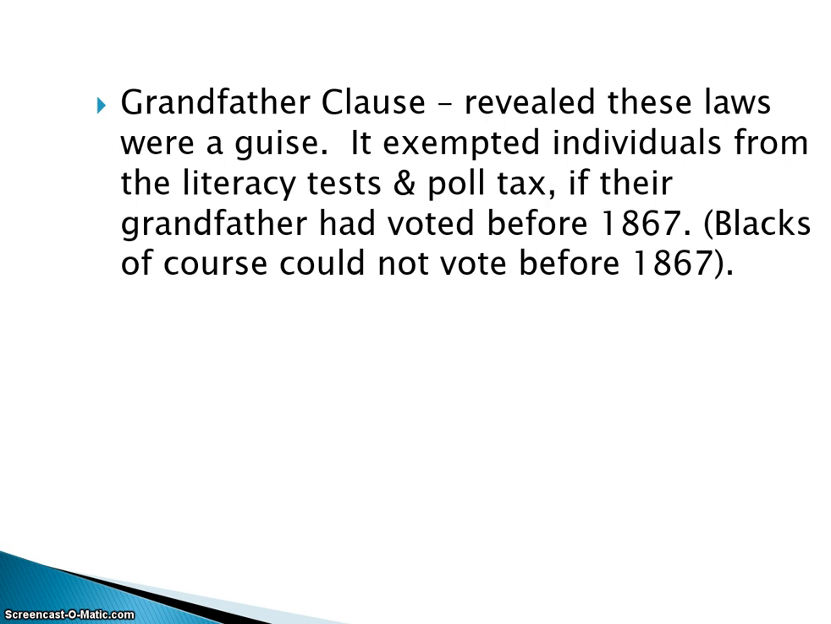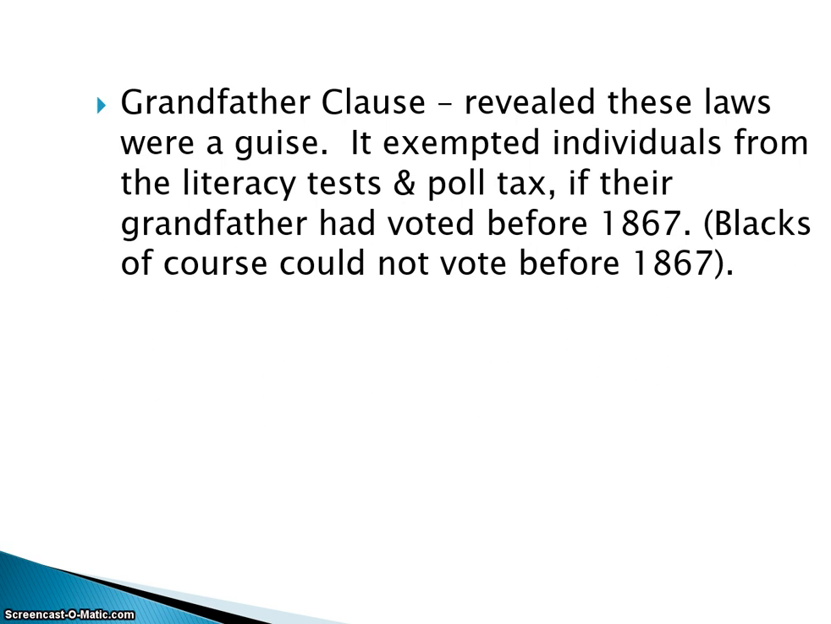Then the grandfather clause comes along and reveals that all these previous strategies were nothing but a lie. So the literacy test, the poll tax, and the white primary were just a guise, because what the grandfather clause says is that if your grandfather had voted before 1867, you did not have to pay a poll tax. You did not have to pass a literacy test. And of course, the white primary didn't really matter on this one. So you did not have to pass a literacy test, and you did not have to pay a poll tax.